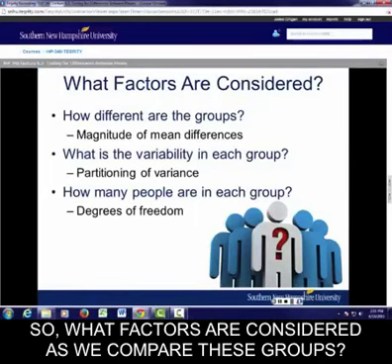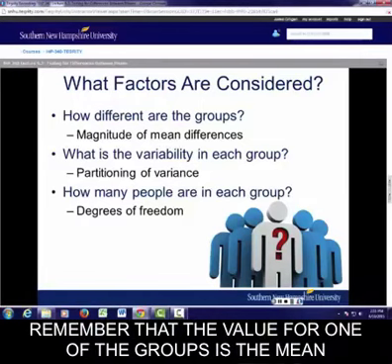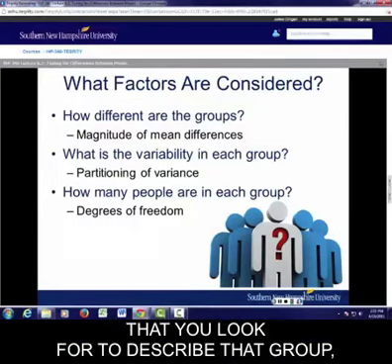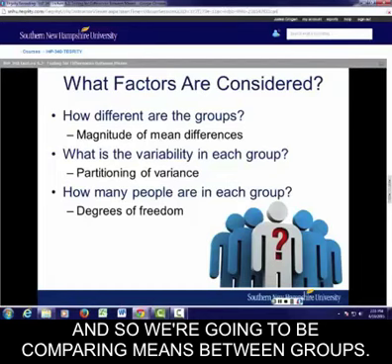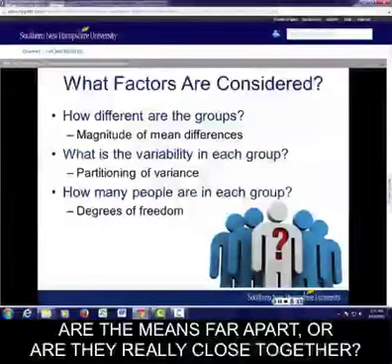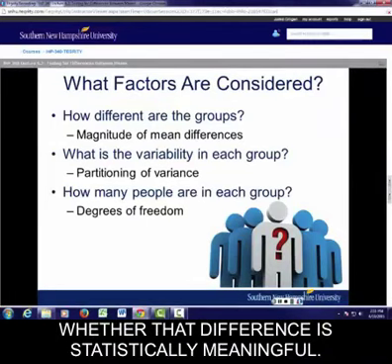So what factors are considered as we compare these groups? Well, first of all, how different are the groups? Remember that the value for one of the groups is the mean for that group. So the one number that you look for to describe that group, just to describe the middle of that group, is the mean. And so we're going to be comparing means between groups. Is there a big mean difference between the groups? Are the means far apart, or are they really close together? That will make a difference in considering whether that difference is statistically meaningful.